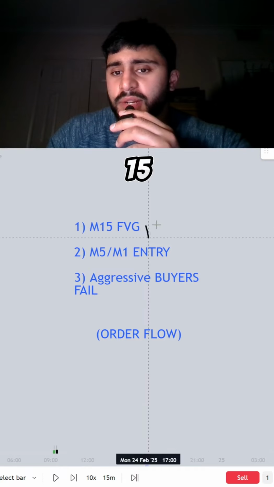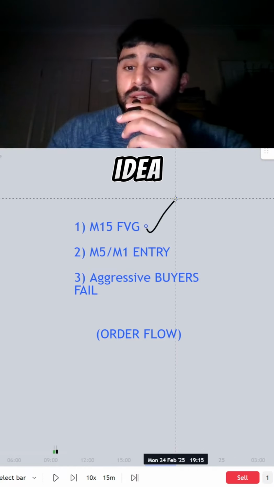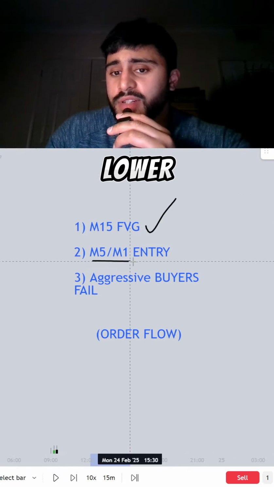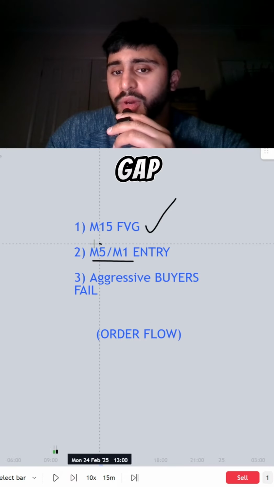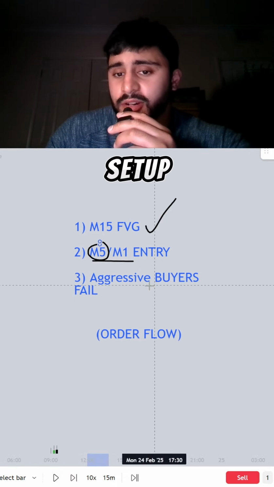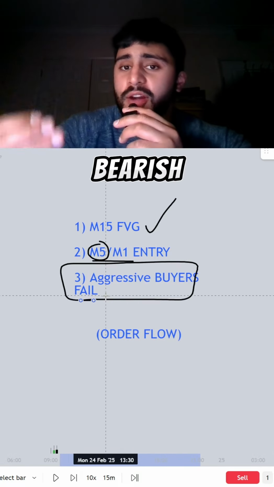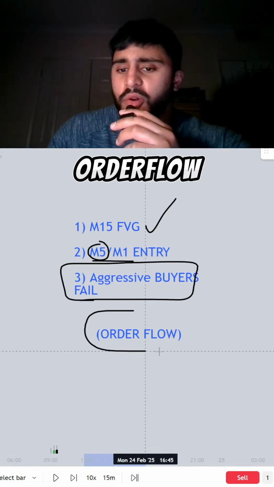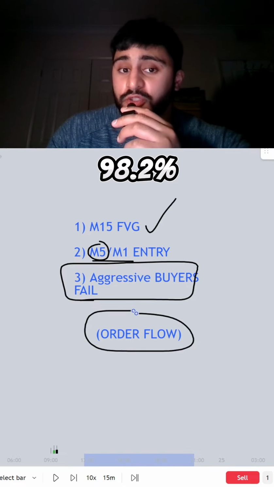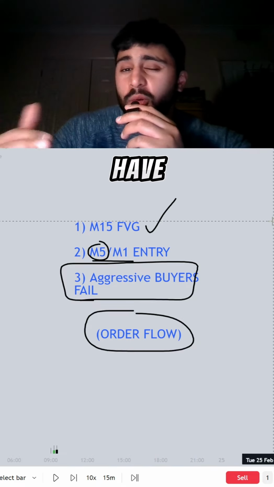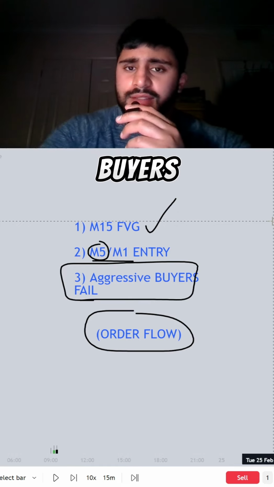You're looking for a 15-minute fair value gap. Without this, you have no idea where to trade. You're looking for a lower time frame entry into this fair value gap. We're going to go over a 5-minute setup. And then you want to see aggressive buyers fail at a bearish POI, right? This is the order flow, and this is why 98.2% of traders fail, because they have no idea who's in control between the buyers and the sellers.